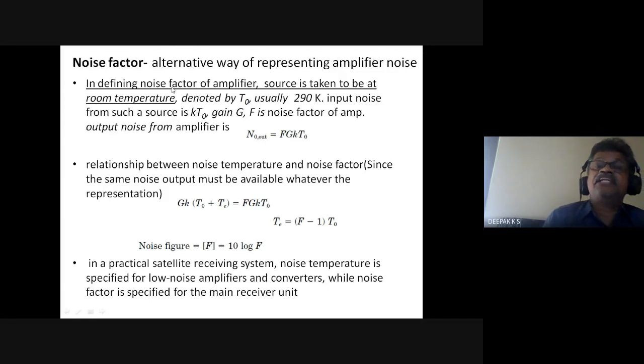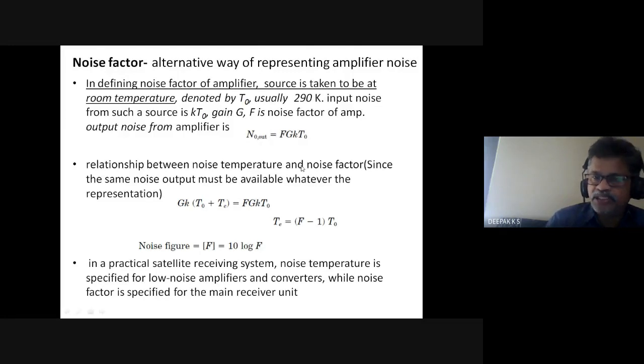In defining noise factor, source is taken to be at room temperature, and input noise is KT0, and gain G. F is the noise factor of amplifier. So you are somehow accounting for the fact that amplifier is producing noise by using this F. In the previous case, you are accounting for the fact that amplifier is producing noise by using the term PE. So here you are using the term F. So the output noise from the amplifier is this one.